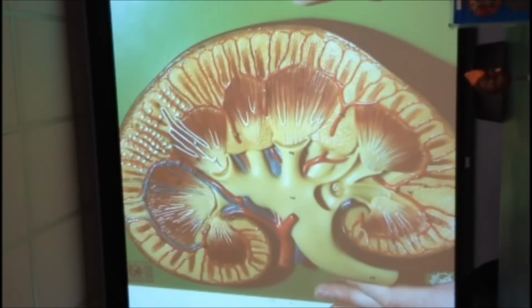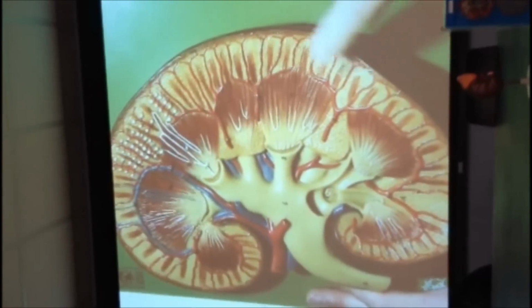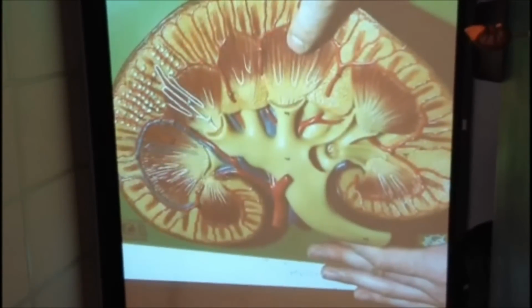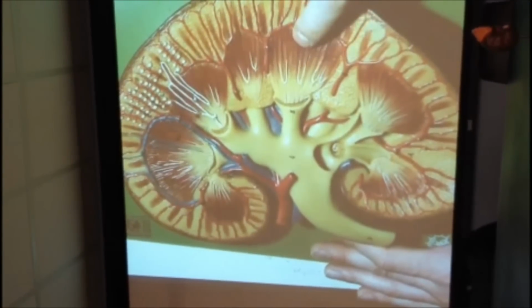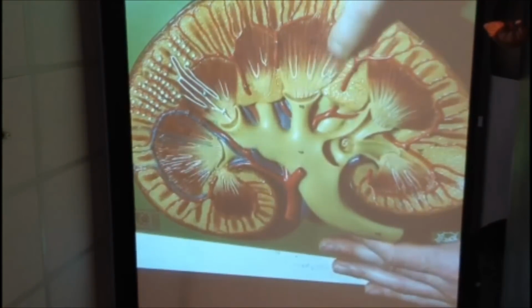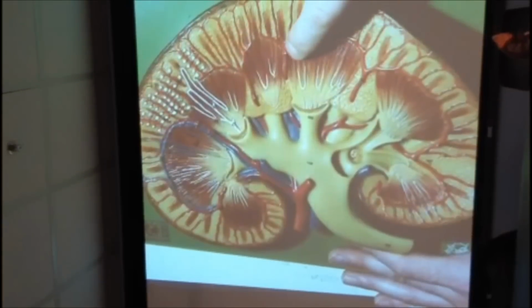And what kind of triangles did the Egyptians make? Pyramids. These are renal pyramids. The tissue that they are made of is renal medulla, but the structure that is formed by that renal medulla is the renal pyramid.